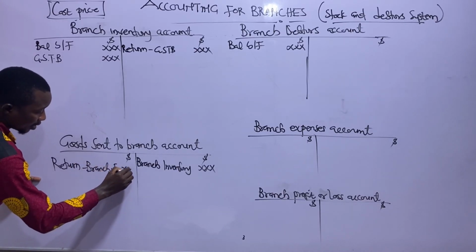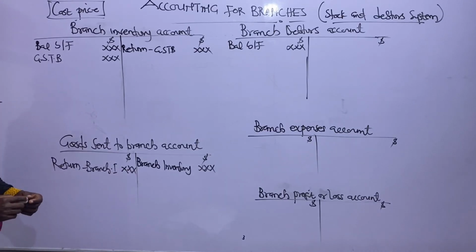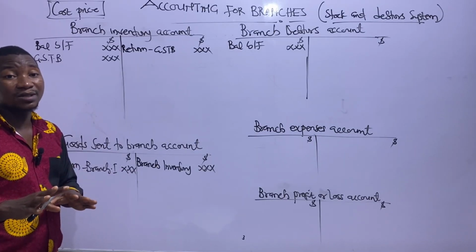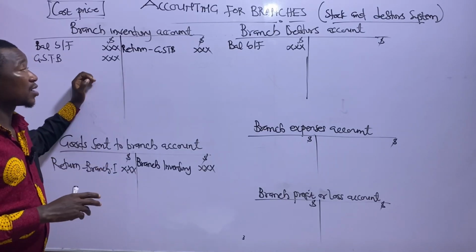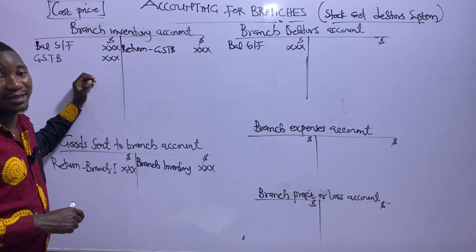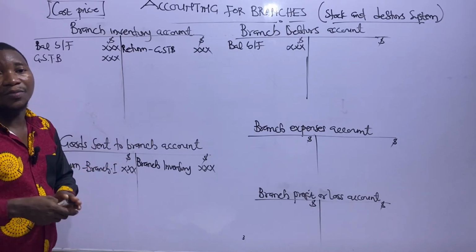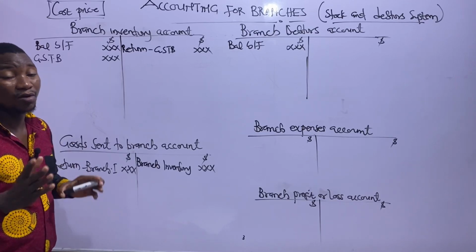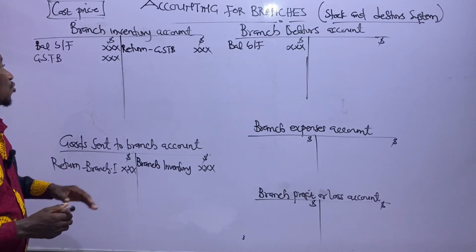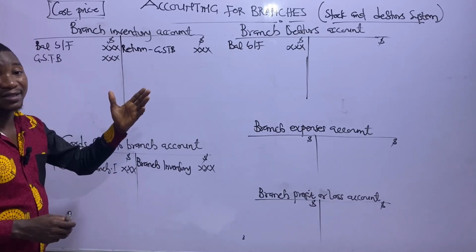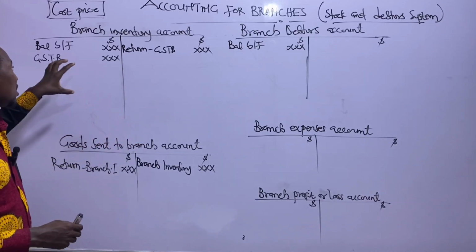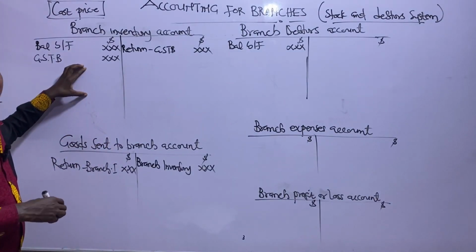Branch inventory, then we debit. That is that. So the next thing to consider after receiving the goods from the head office is that now the branch can begin to make sales. And these sales will be in the form of either cash sales or credit sales. Now, if the branch makes sales, it means automatically the goods with the branch will reduce.